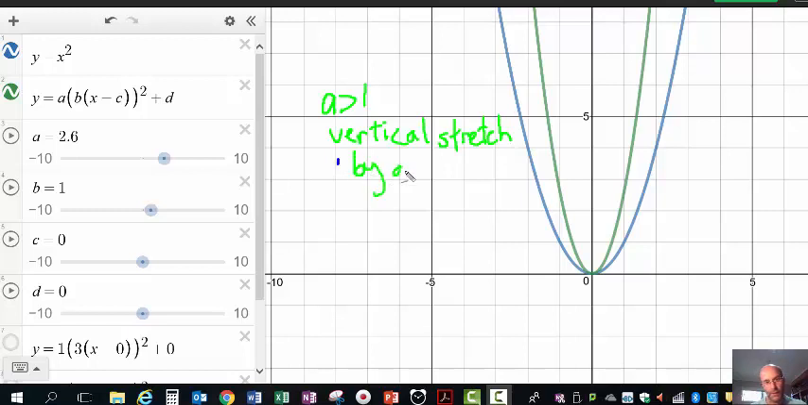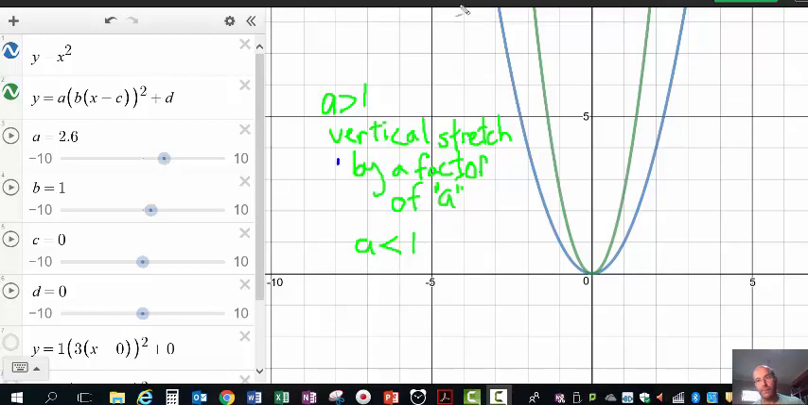By a factor of A. Whoops, factor. It's a T. So if A equals 2, it's got a vertical stretch by a multiple of 2. Factor meaning multiplicative effect.